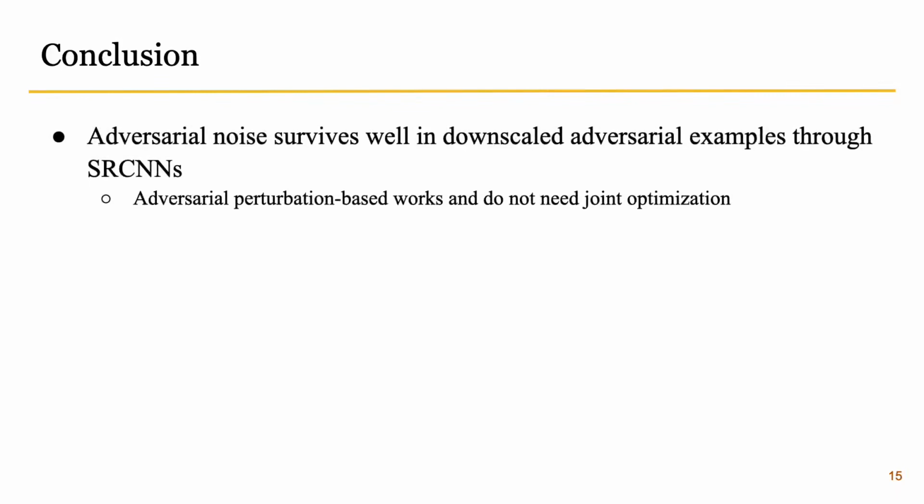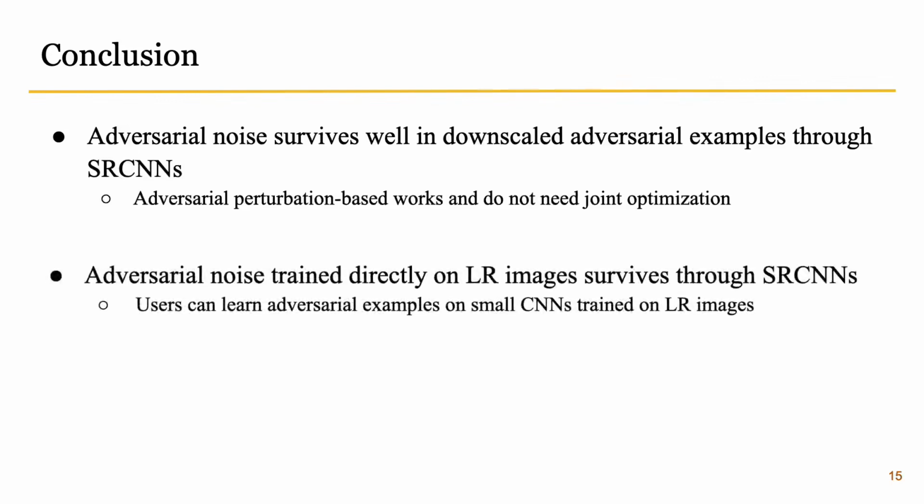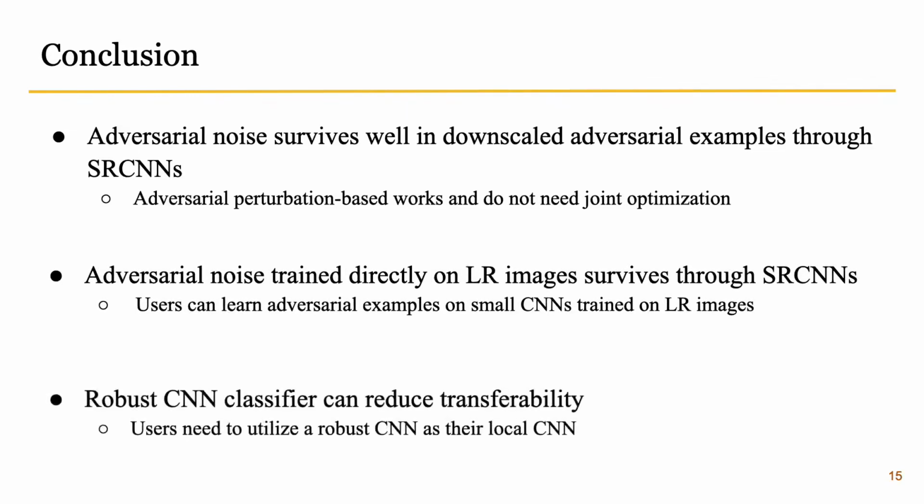Briefly, in our paper, we show that adversarial noise survives well in downscaled adversarial examples through SRCNNs. Adversarial noise trained directly on low resolution images can survive through SRCNNs. Robust CNNs can reduce the transferability, but if users utilize a robust CNN, then their transferability will be high.